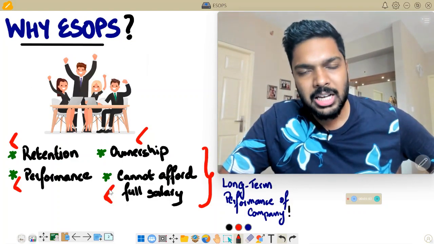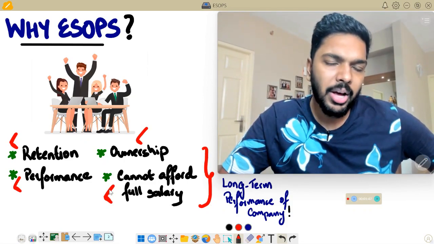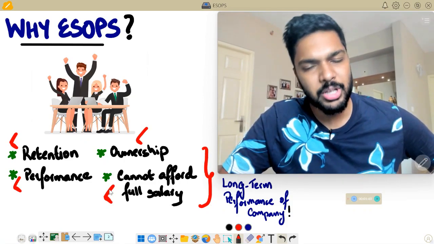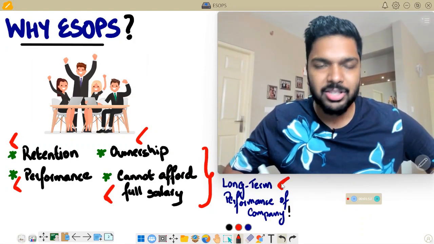So these factors combined with various other factors put together are the main reason why companies give out these kinds of options to the employees. In short, to drive the long-term performance of the company as a whole.